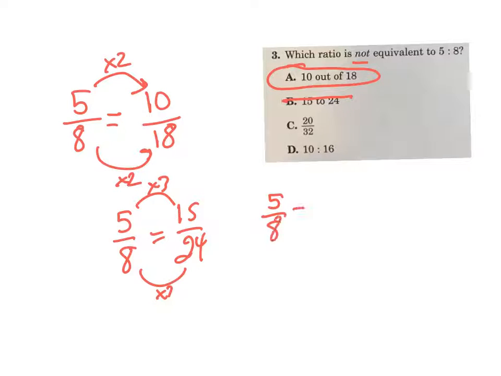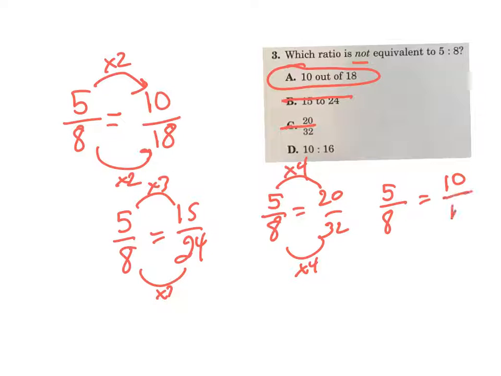5 over 8 equals 20 over 32. That would be times 4. 8 times 4 is 32. Yep. So that one works. Now let's do 5 to 8. Is that equal to 10 to 16? Times 2, times 2. That one works too. So the only one that doesn't work is A. And it's always good to check and make sure everything matches up. Even if you get A as the first one, don't just go with it. Always check.